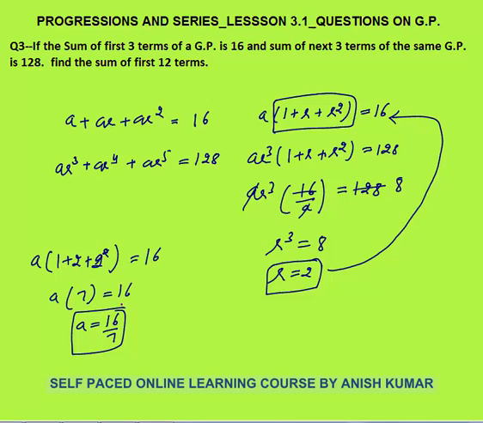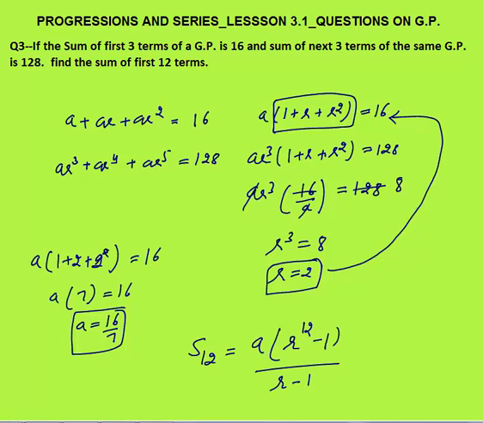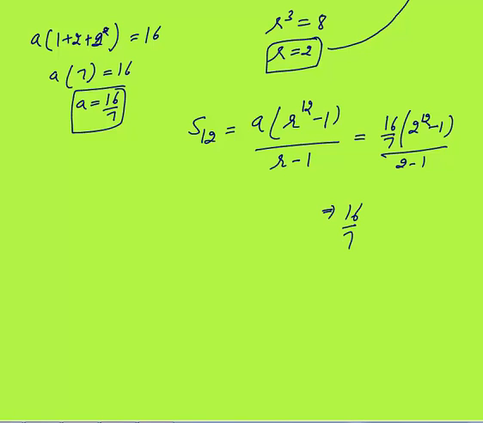Now you have a, you have r, you can calculate the sum of the first 12 terms. You know that the sum of the first 12 terms is equal to a into r power 12 minus 1 upon r minus 1. Here, what is a? a is 16 by 7. r is 2. So 2 power 12 minus 1 upon 2 minus 1. This is 16 by 7, and 2 minus 1 will be 1.